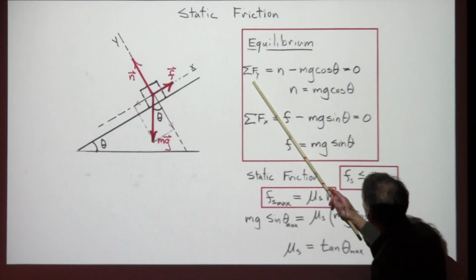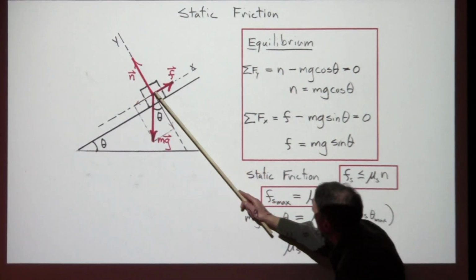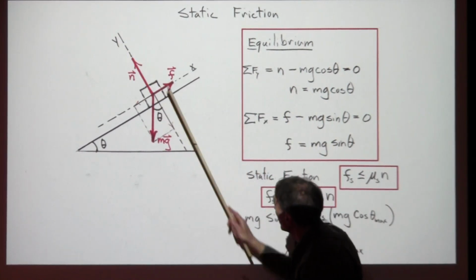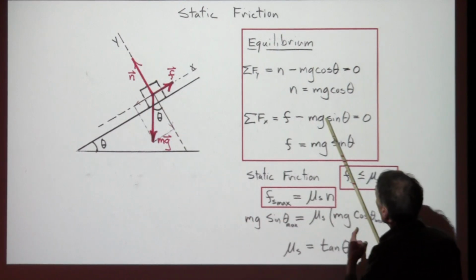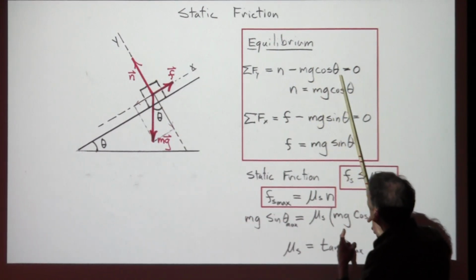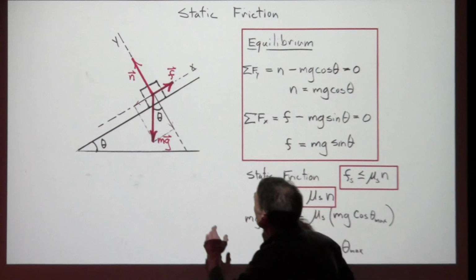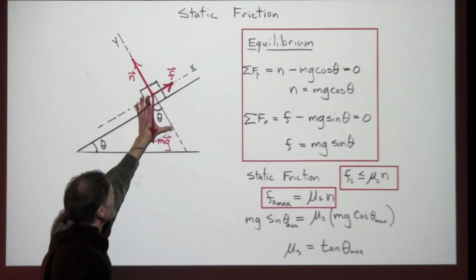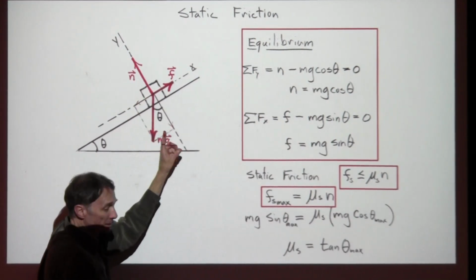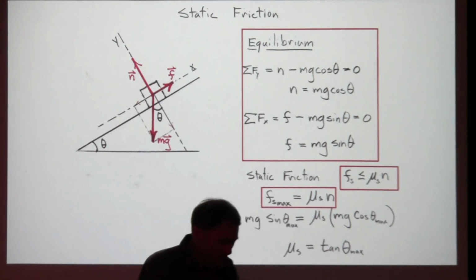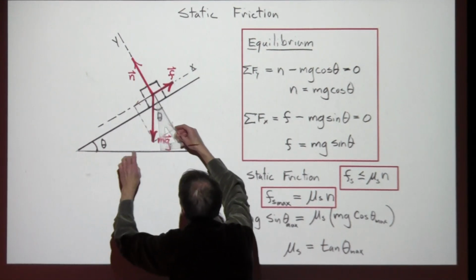We do the sum of the forces in the y. That's going to be a normal force. That's in the plus direction, so that's that way. We've got to get a minus mg cosine theta, which is going to be the component of gravity along the y-axis. And hopefully you're doing well with that.